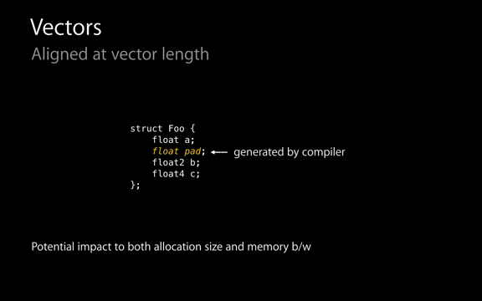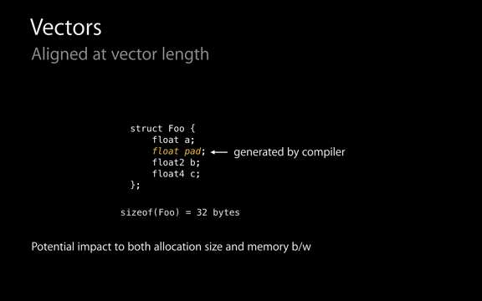Okay, so when you do sizeof foo, you're going to get 32 bytes. So depending on how big your data structure is and what kind of scalars and vectors you use, the compiler may potentially have to generate lots of padding. And if you're going to declare an array of these structs, then it has potential implications for your allocation size and even memory bandwidth when you access these data structures in your shader code.